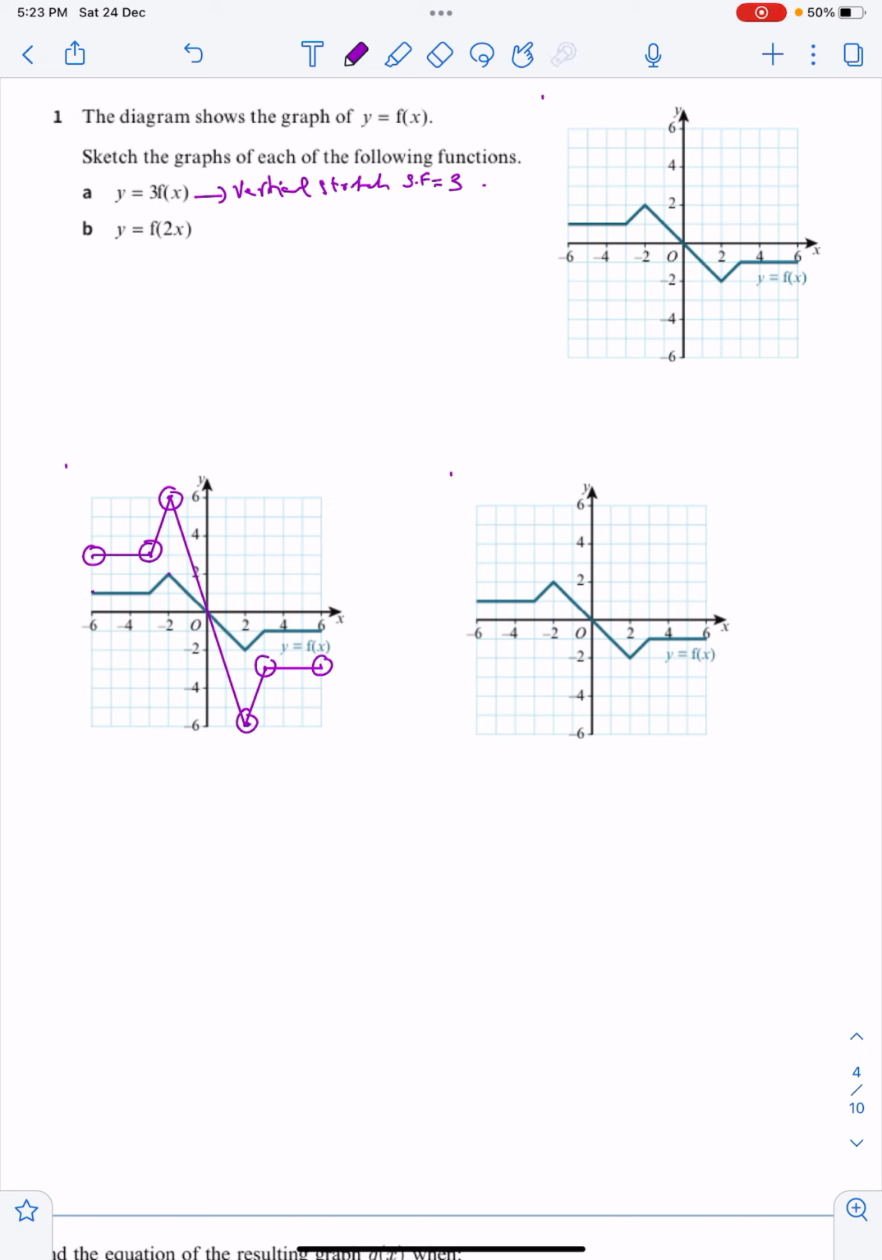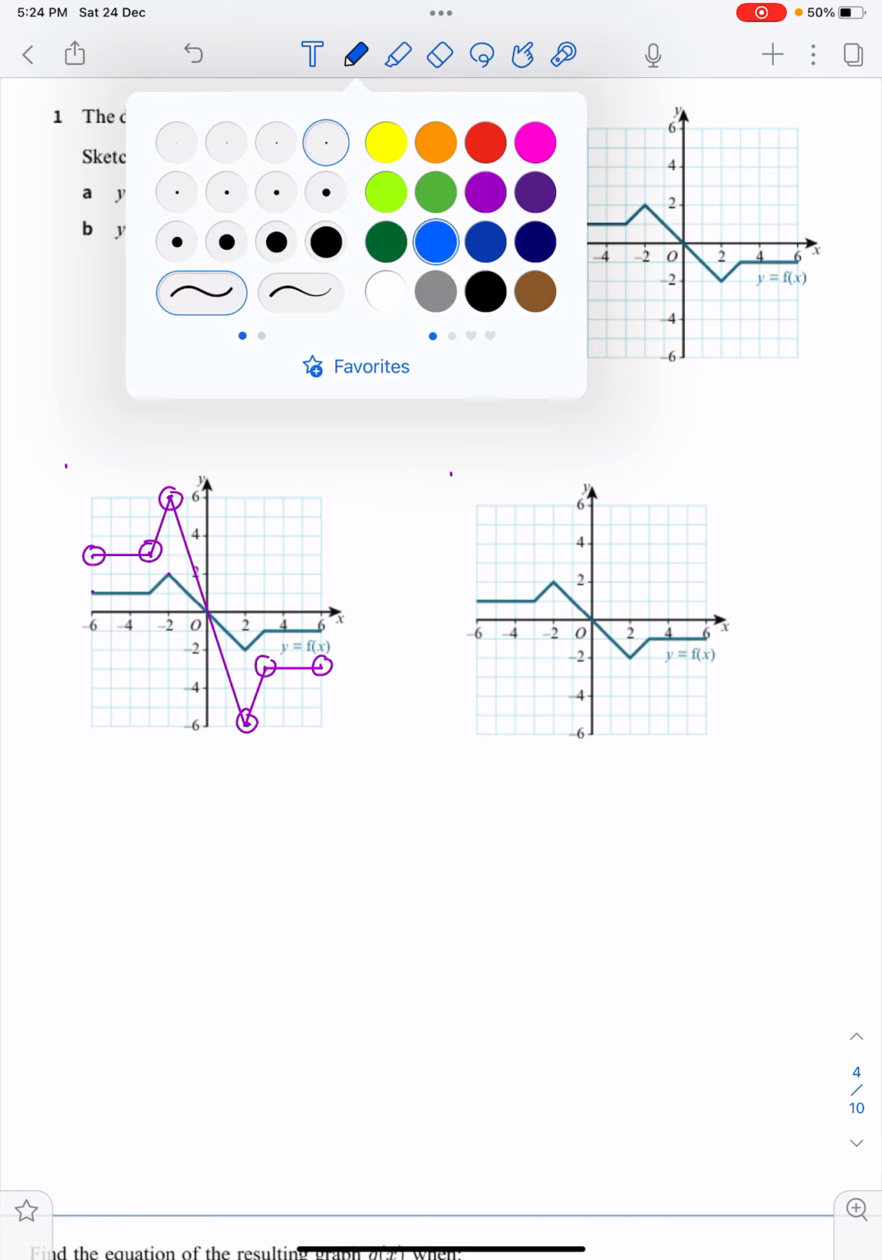Now, for the second part, this is a stretch parallel to the x axis, a horizontal stretch with stretch factor half. So I am writing horizontal stretch and stretch factor is half. Whatever is the number written here, you reciprocate it and that becomes the stretch factor. Now, in this case the y axis is the invariant line.